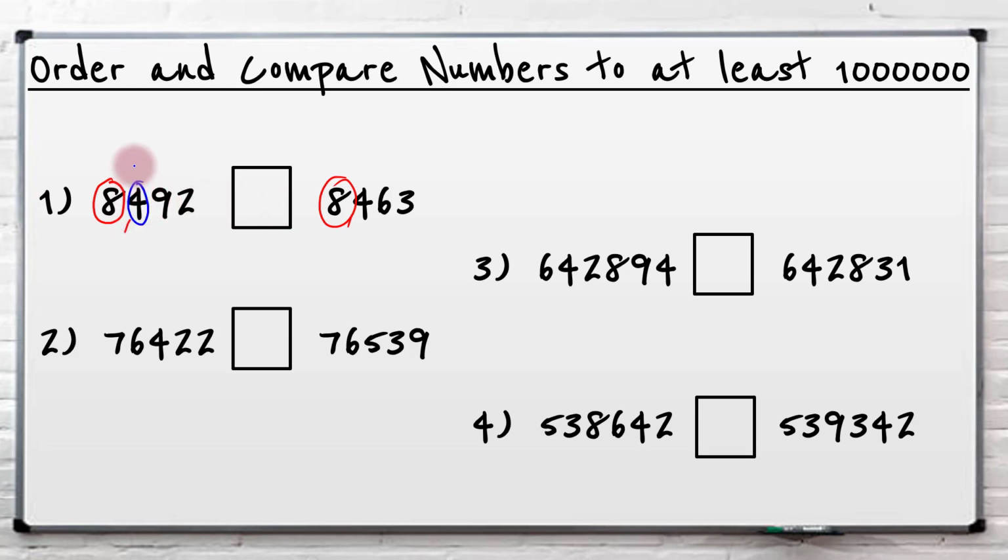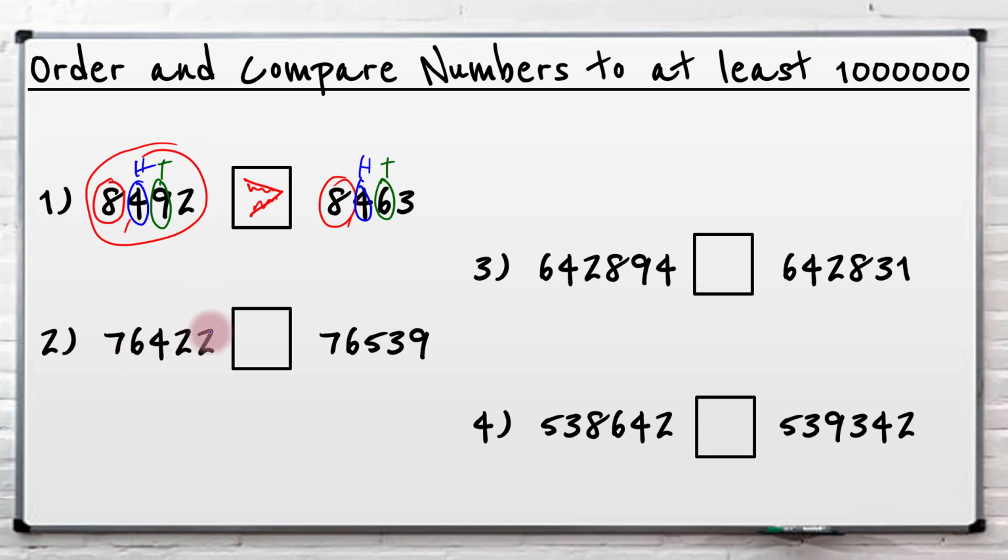So this has got 400. Oh, this one's got 400 as well. So we need to look to the tens. This one has got 9 tens. This one has got 6 tens. Well, 9 tens is more. So in this instance, we will put 8,492 is more than 8,463. And just think, that crocodile wants to eat the bigger number.